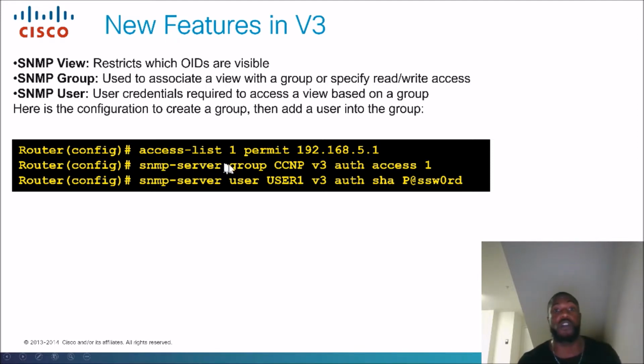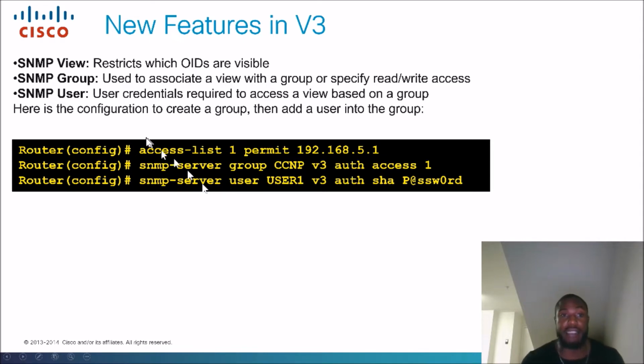So it's SNMP server group. You put V3 for version 3, obviously. Auth, this was auth. So there's auth, and then you're referencing the access list here with access 1. This is just a configuration example. There's different ways to do this.